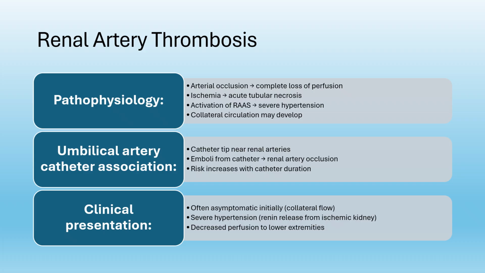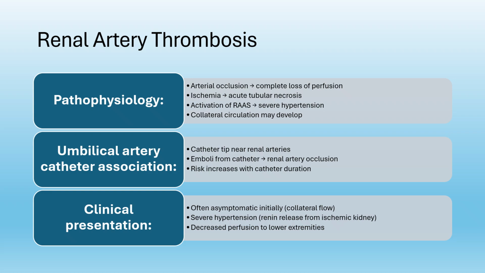The kidney responds to complete ischemia with massive renin release from the juxtaglomerular apparatus. This represents a maladaptive response. The kidney interprets absent perfusion as systemic hypotension and attempts to restore blood flow through systemic vasoconstriction. The resulting severe hypertension often provides the first clinical clue, as the ischemic kidney may produce no urine and cause no visible hematuria, unlike venous thrombosis.